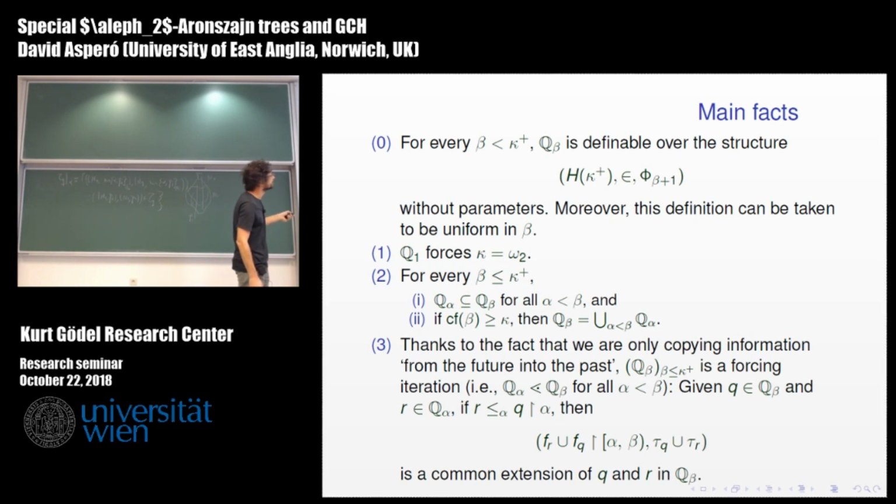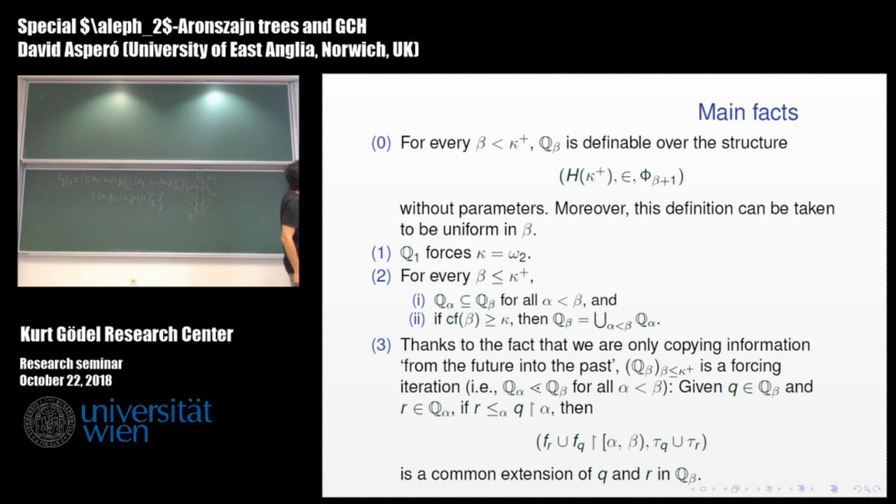That's fact 3 here. Right. So, the main facts, some of them are easy. Start with fact 0, which is that for every alpha, beta less than kappa plus, Q beta is definable over the structure when you have the phi beta plus 1, the predicate, without parameters. Just look at the definition. And the definition can be taken to be uniform in beta. It's the same formula.